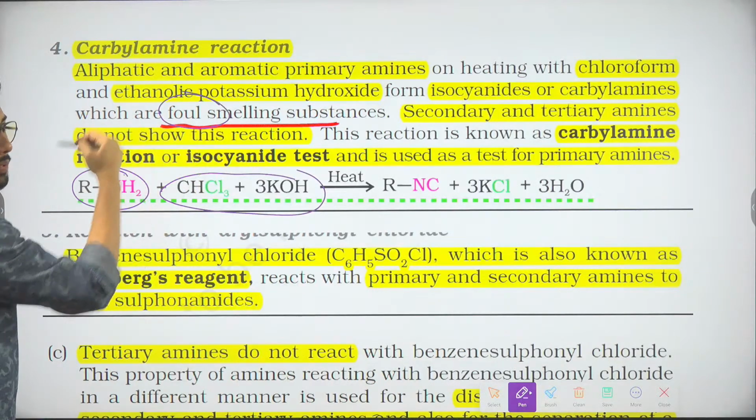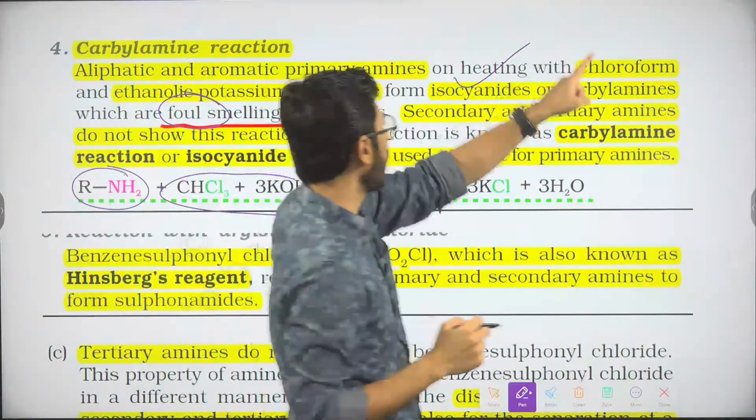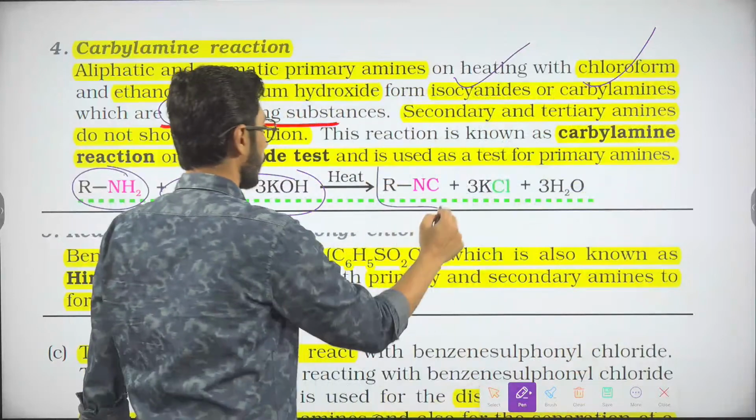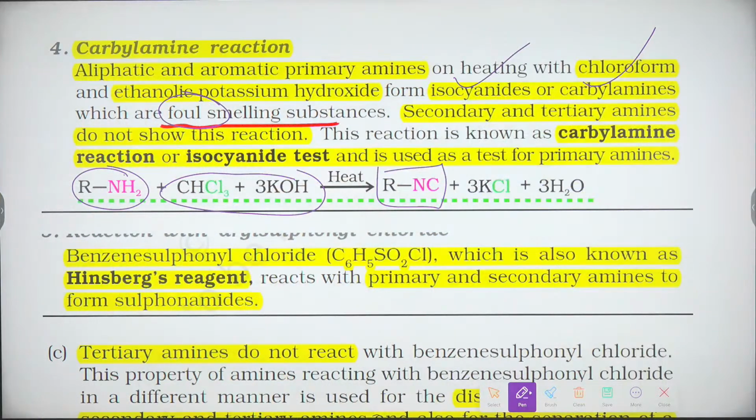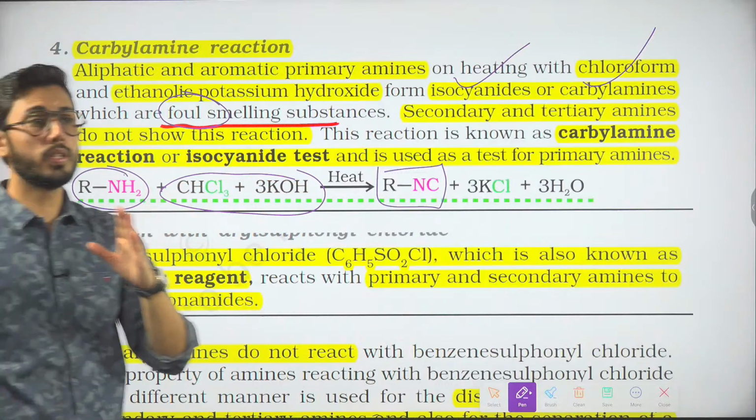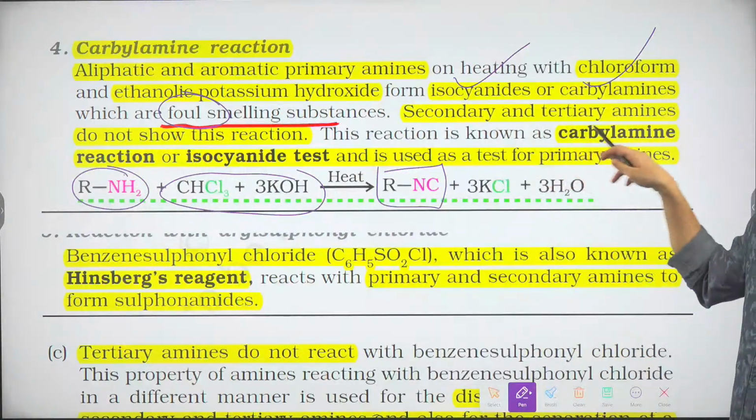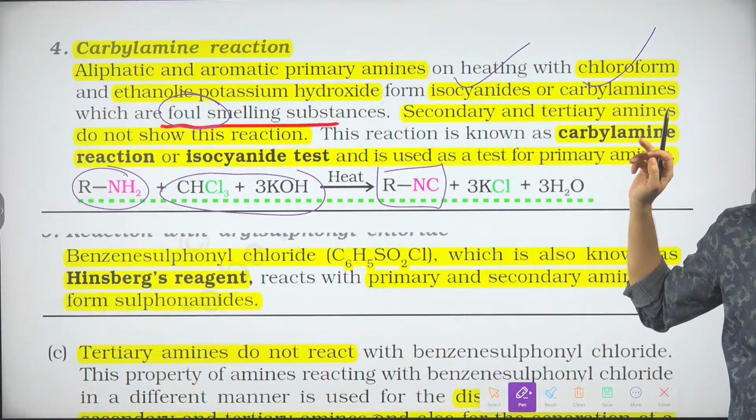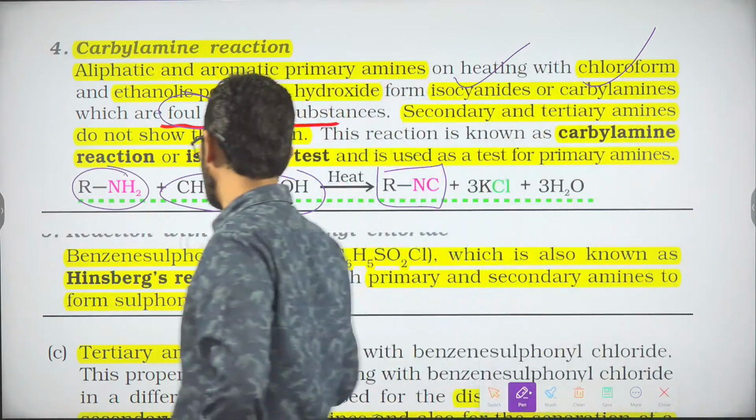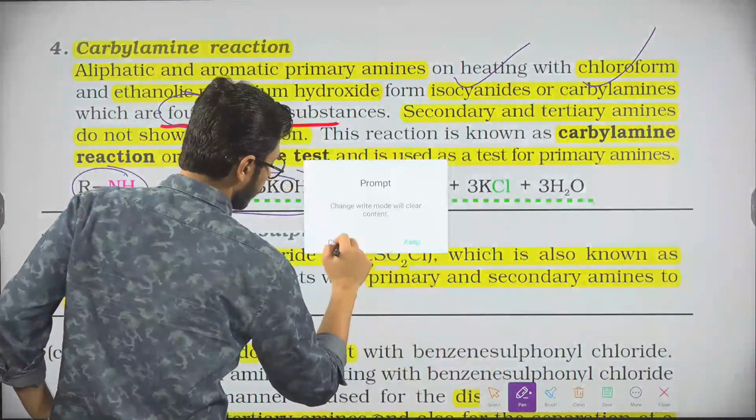Observation: foul smelling substance. What is that substance? Isocyanide, or carbylamine formation. So this is the carbylamine test or carbylamine reaction, in which primary amine gives isocyanide, which is a foul smelling substance. So the other name is carbylamine formation, and secondary and tertiary amines will not give this test. So this can be a distinguishing test: primary amines can be distinguished from the secondary and tertiary.